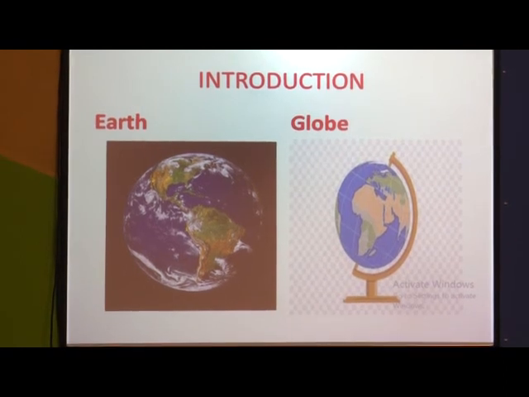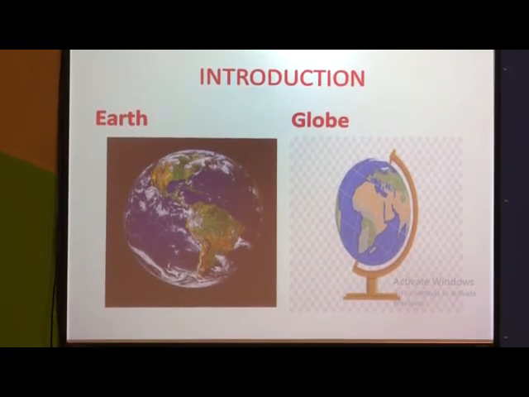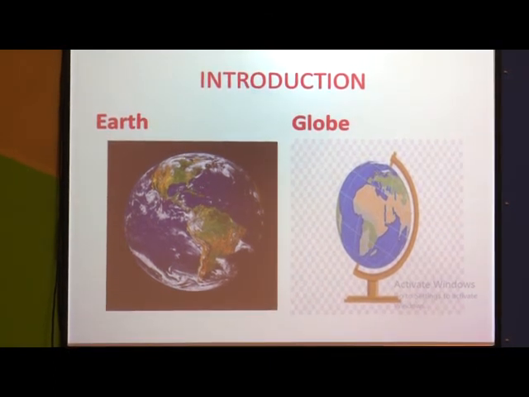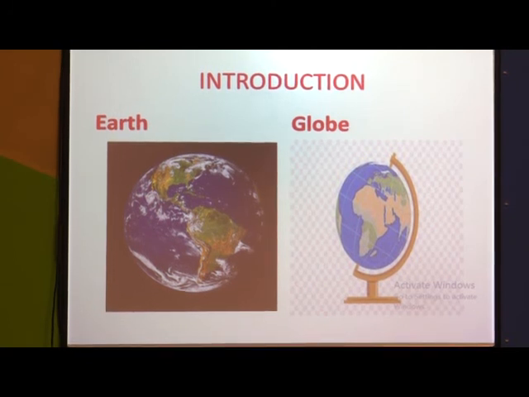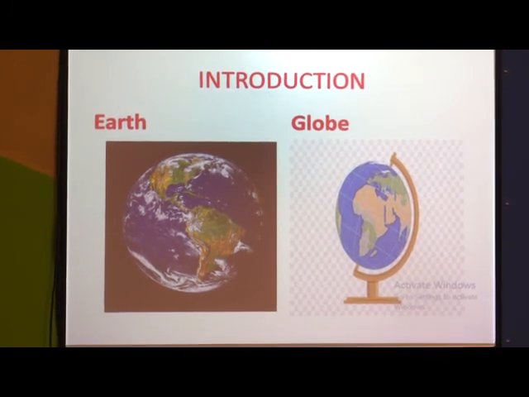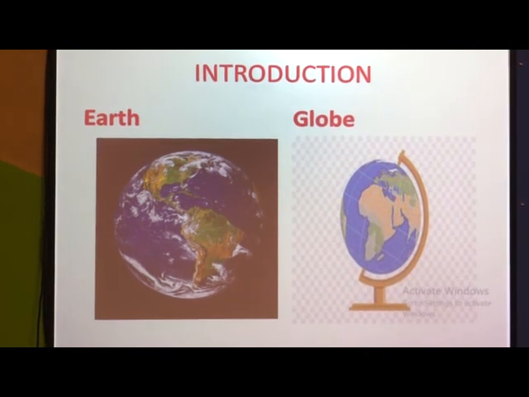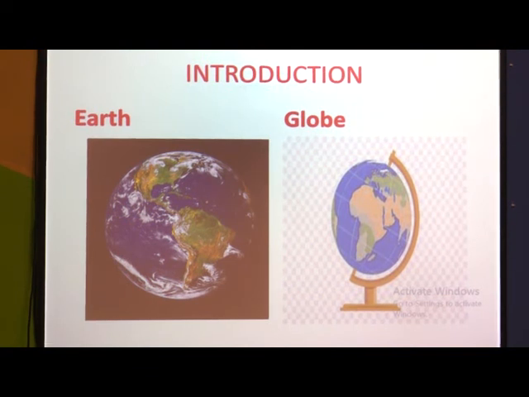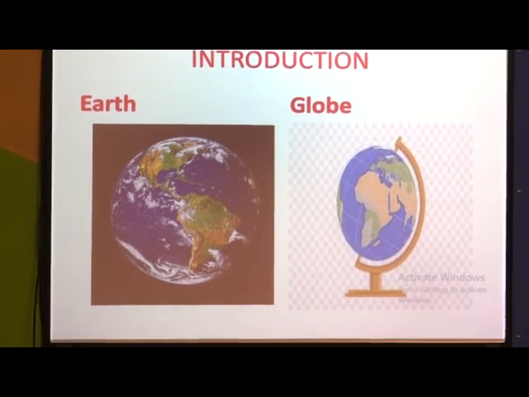Okay. This picture is about earth and globe, right. So children, this earth rotates around its axis and it takes 24 hours to complete one rotation. So children, what is this rotation and how does it rotate around its axis? So to make it more clear, let us see with this example.